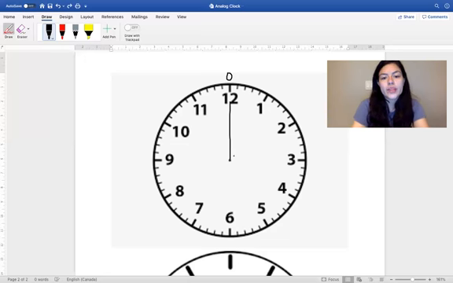What if I put it here? What time is it now? That's right, now it's pointing to the 8, so it's 8 o'clock. Notice how the only thing that's changing is the hour, because the only thing that's moving is the short hour hand. The long hand is staying on the 12, and so we're always going to say o'clock. Let's do one more. What time is it now?